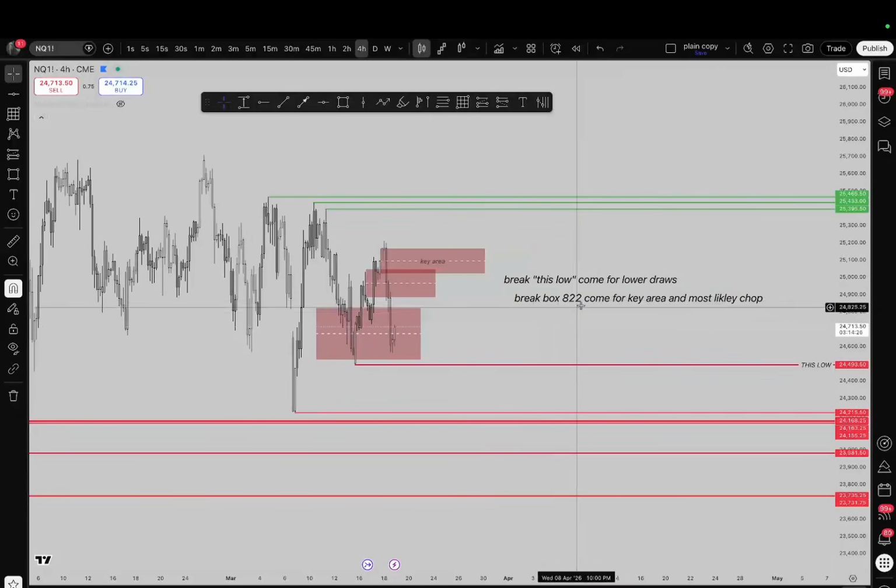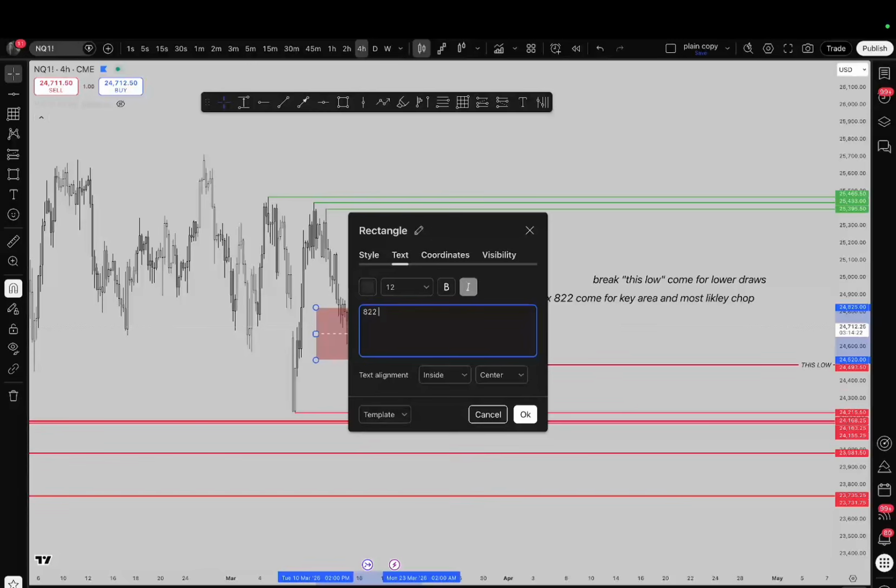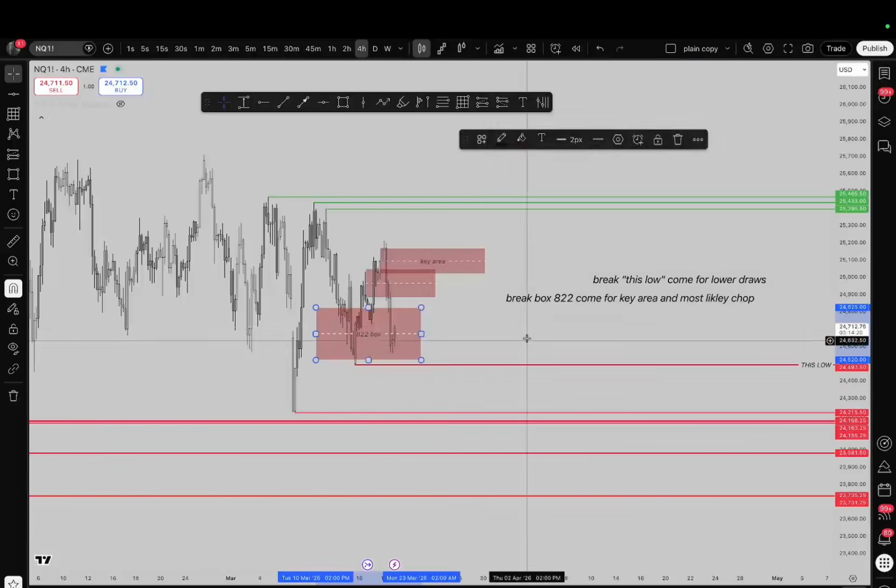Okay, then we'll probably break this 822 box, which is this here. And then we'll come up for this key area and most likely chop around before picking if we want these draws, or reject and come for these draws. And I'll probably expect that to happen later in the day rather than AM.